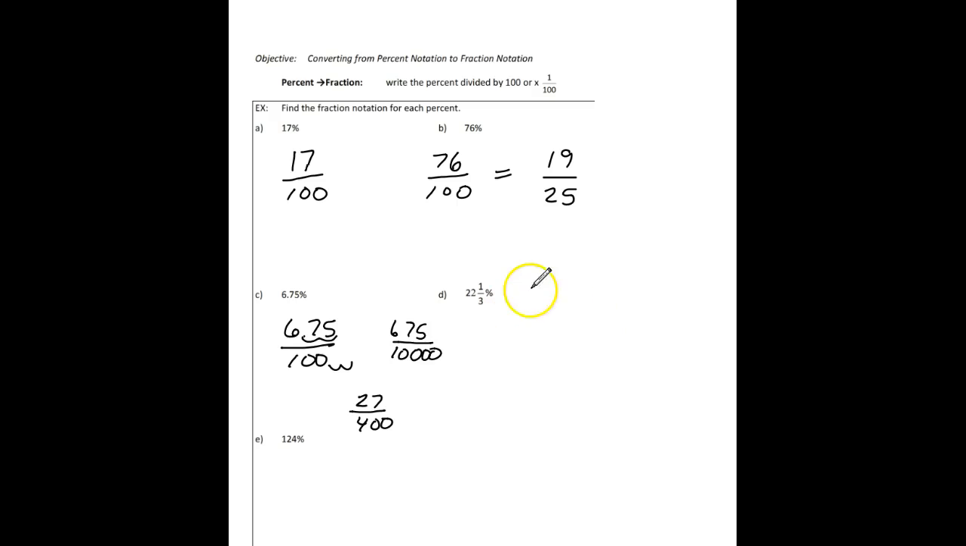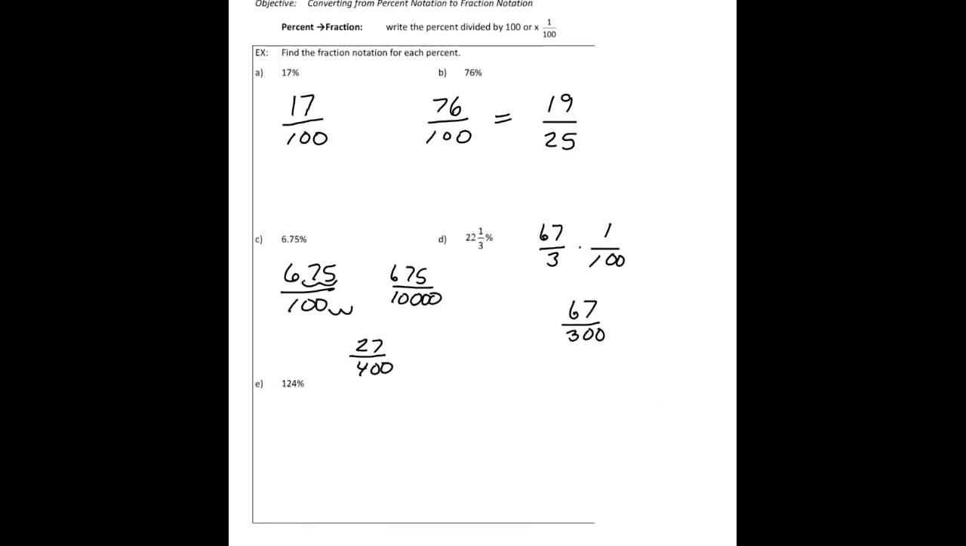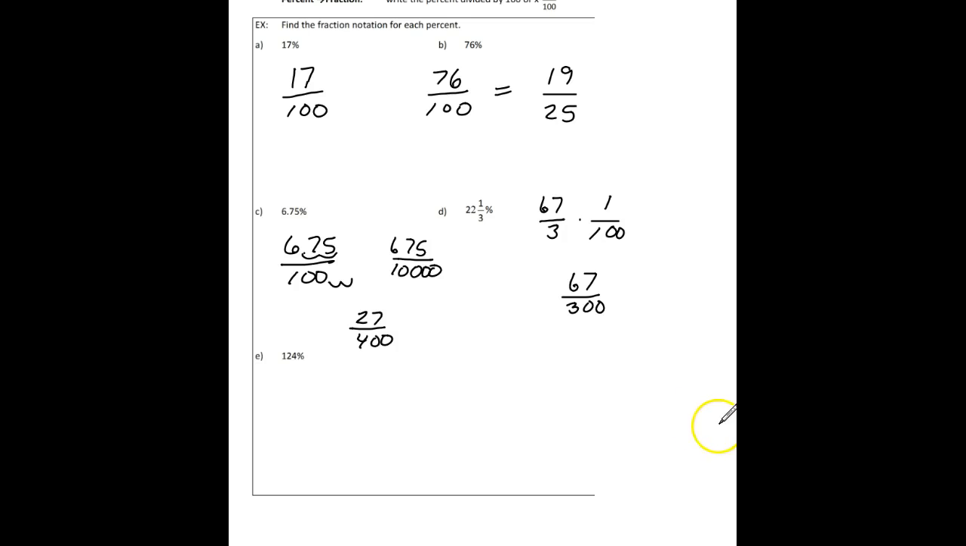Ooh, this is a tricky one. 22 1/3%. I need to first think of this as an improper fraction. So 22 times 3 gives me 66, plus one more is 67 over 3. This might be a time where we multiply by 1 over 100 instead of dividing by 100. So now we just multiply these fractions, and I'm going to get 67 over 300. I believe that's as simple as we can go, but I'm just going to double check here. Yep, that's as simple as we go. We can't divide by 3 or 4 in those cases.